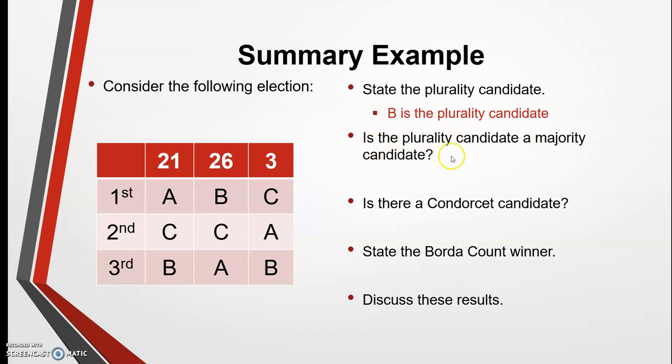Next question, is the plurality candidate a majority candidate? Well, remember, majority means over half of the first place votes. So the first thing we have to do is determine the total number of voters. So 21 plus 26 plus 3 is 50.